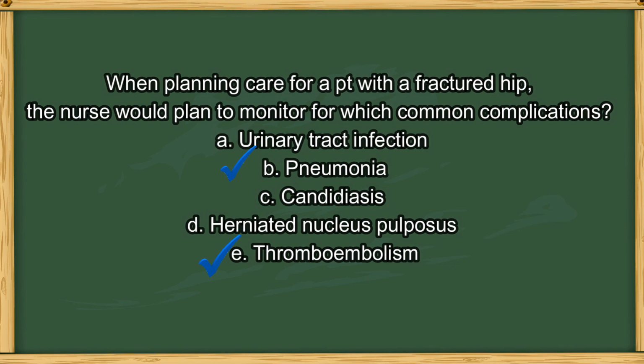The correct answers are B and E. Pneumonia and thromboembolism are complications related to immobility and are significant risks in patients with fractured hips. Urinary tract infections and candidiasis may occur, but patients with fractured hips are not at particular risk for them. Option D is a problem of the intervertebral disc that may be the result of degeneration or trauma of the spine, not the hip.